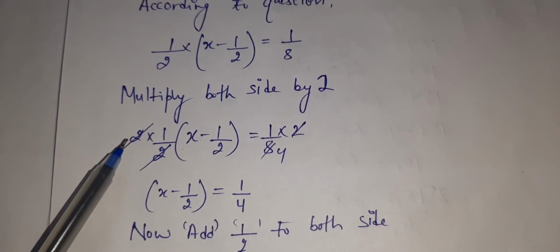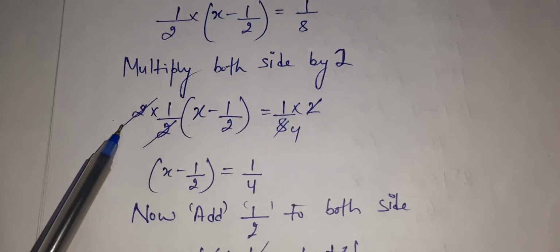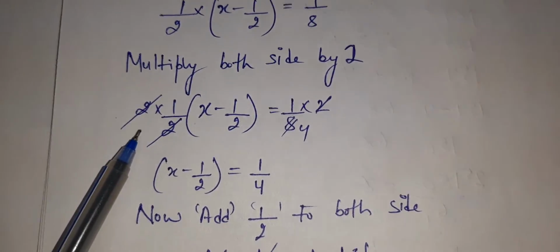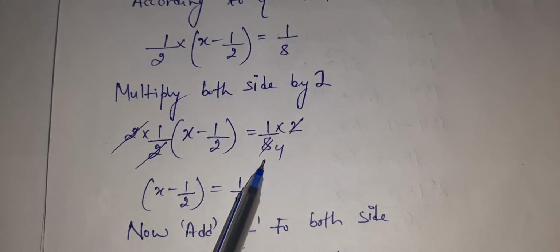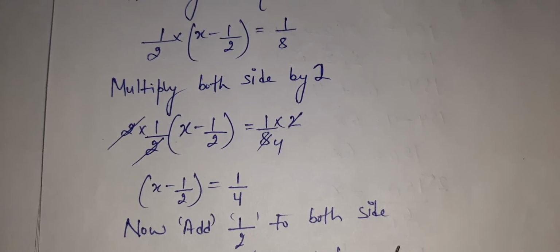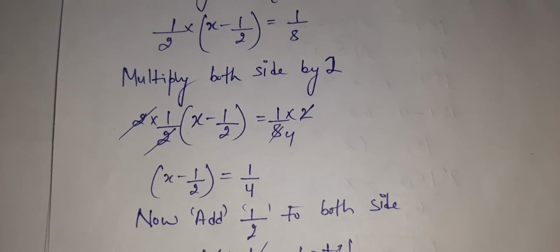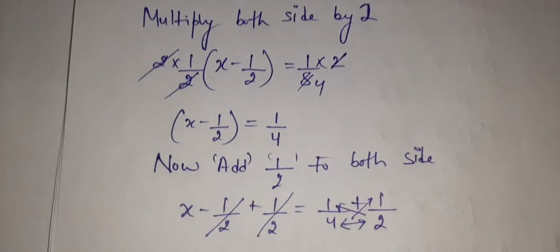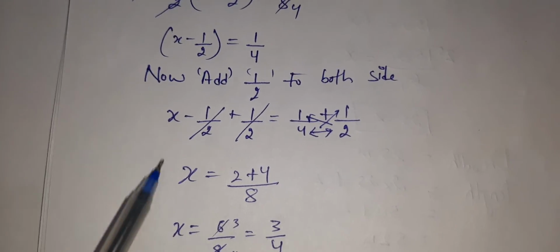Multiply both sides by 2. The 2 gets cancelled out. The remaining is x minus 1 by 2 equals 2 by 8, which is 1 by 4. Now add 1 by 2 on both sides. Cancelled out. The remaining is x.